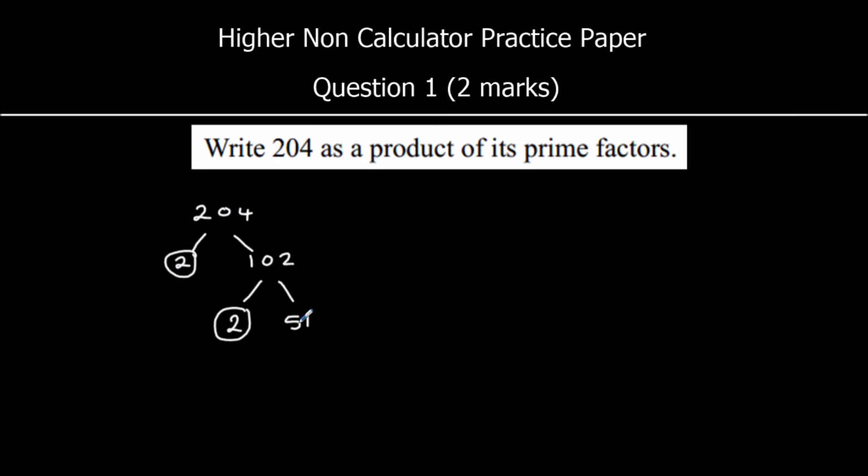And it's 3 times 17. 17 is prime. So 204 can be written as 2 times 2 times 3 times 17, or 2 squared times 3 times 17.